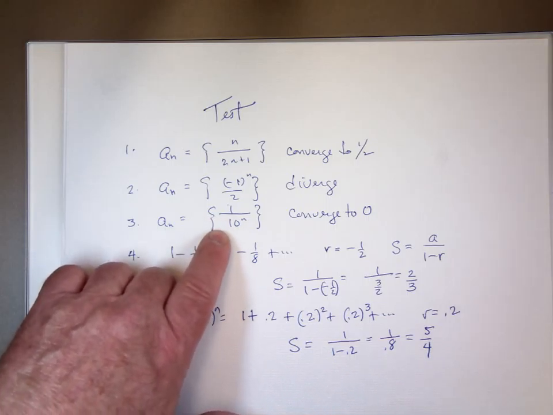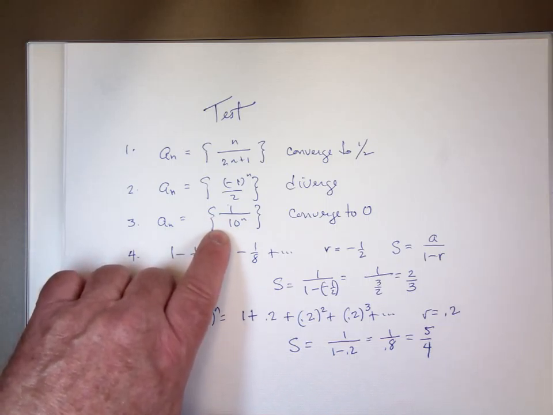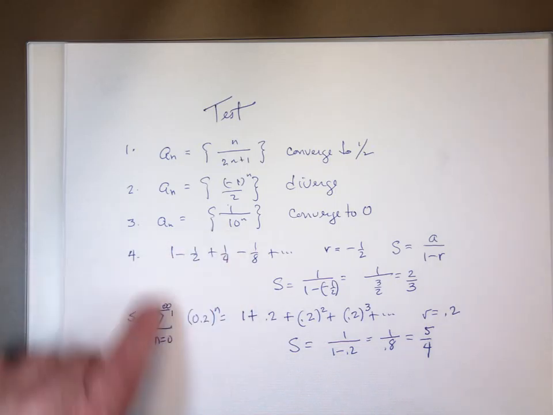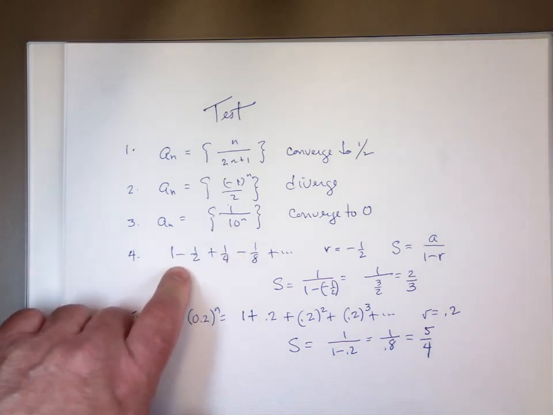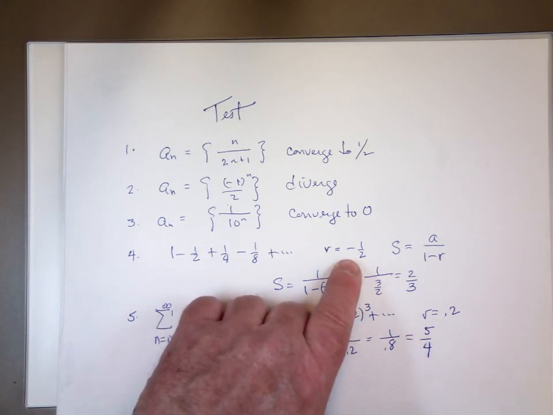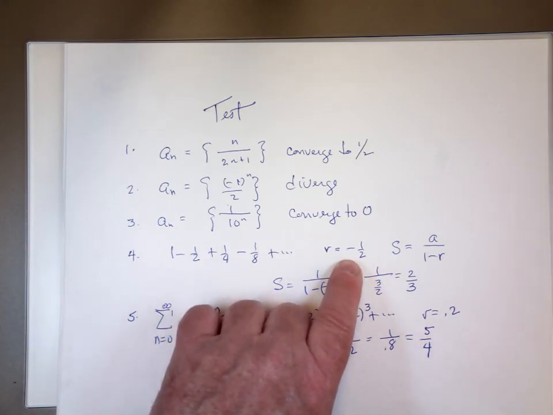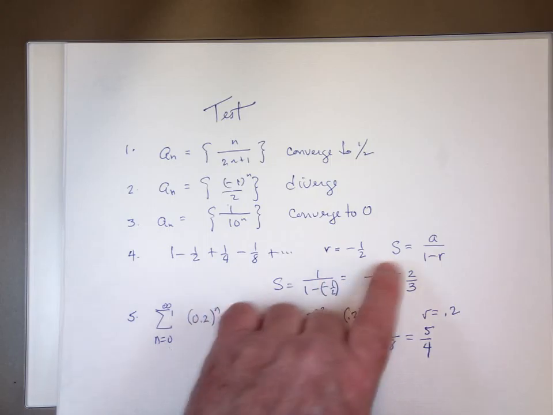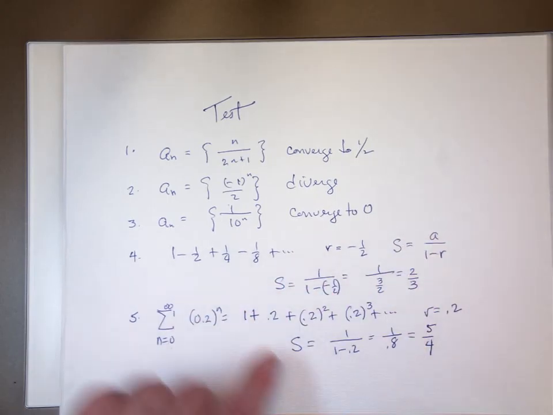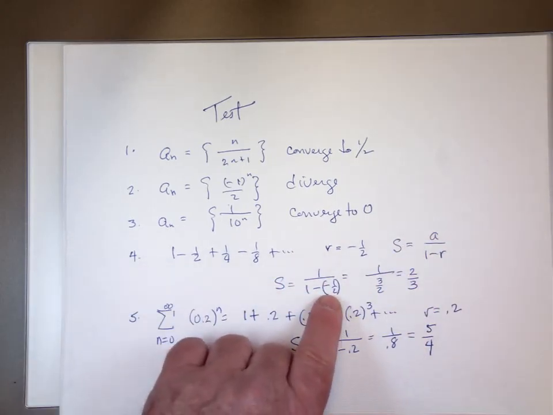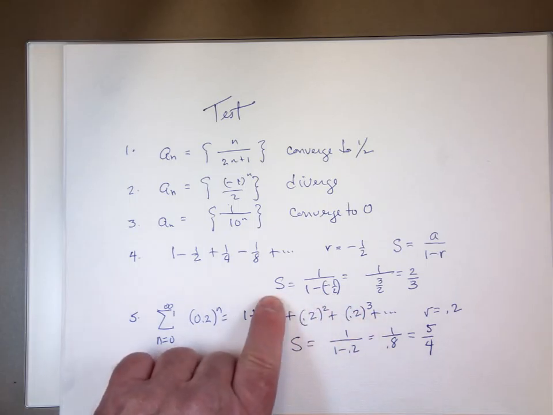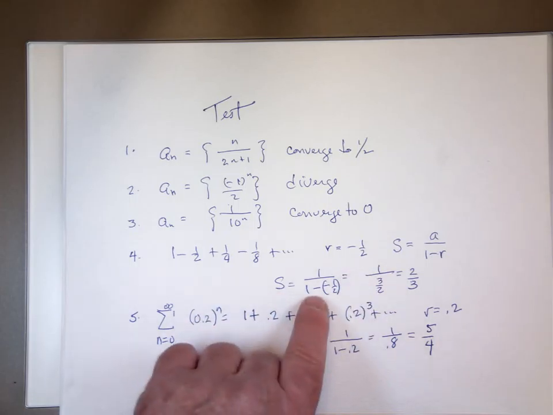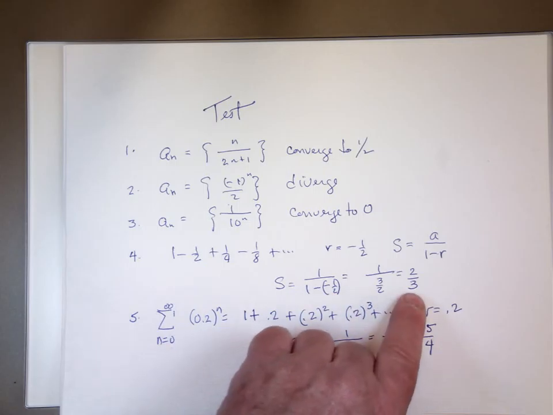This converges to 0 because as n goes to infinity, 1 over 10 to the n will clearly go to 0. So that will converge to 0. The geometric series, the ratio r is negative 1/2. Since its absolute value is less than 1, the series will converge. The sum will be a over 1 minus r. A is 1. The r is negative 1/2. Therefore, the sum is equal to 1 over 3/2, 1 minus negative 1/2, or 2/3.